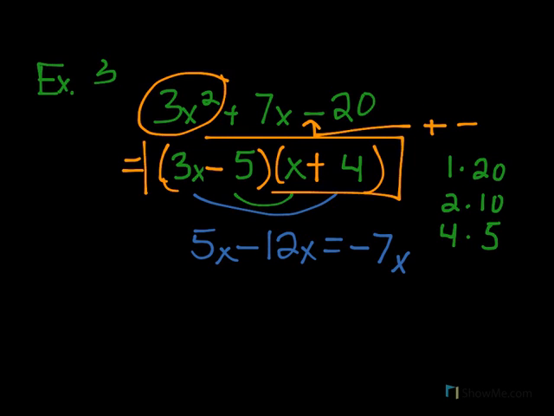If I actually FOIL this, and this is what I was explaining in the example before, I'm going to get a negative 5 times x is negative 5x, and then 3x times positive 4, that's going to be plus 12x, and when I combine them, I will get a positive 7x, which is the one that I want. Okay, so this is correct. And that is my answer. That's it. That's how we factor polynomials where a does not equal 1.